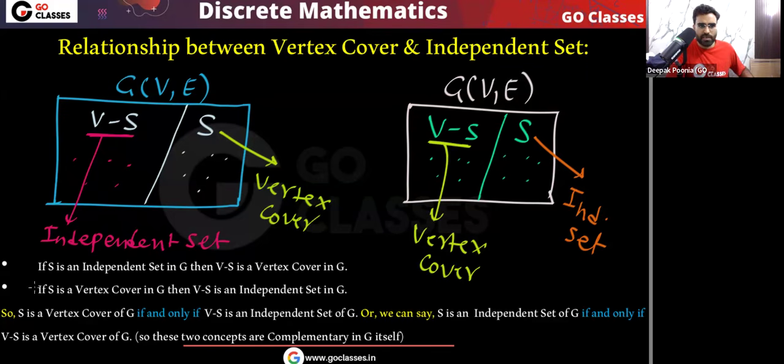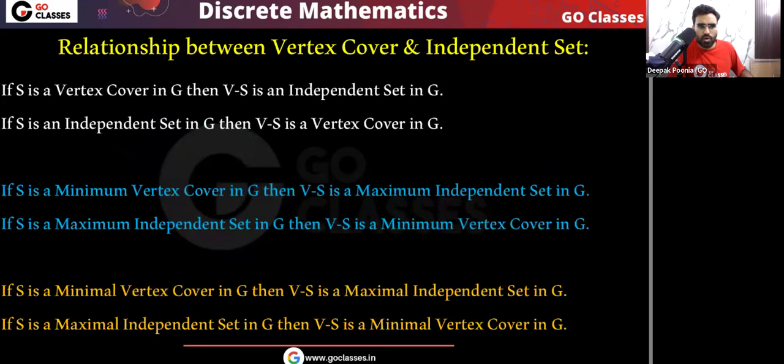Okay, I hope you understood. Very simple. If S is an independent set, then the remaining vertices V minus S will be a vertex cover. If S is a vertex cover, then the remaining vertices V minus S are an independent set. So S is a vertex cover if and only if the remaining vertices are an independent set, and S is an independent set if and only if V minus S is a vertex cover. These two concepts are complementary in the graph G itself. I hope you understood. Now let's see some more concepts.